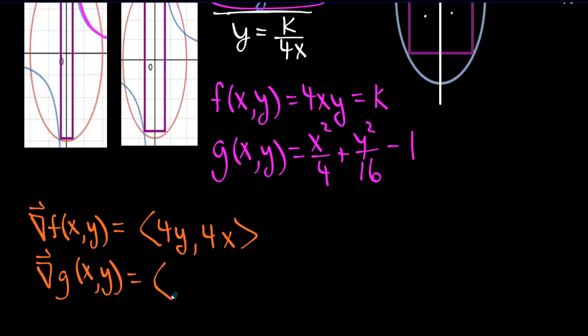Okay, so I've got, let's see here, the gradient of g. I've got 1/2 x, and then for the partial with respect to y, I've got 1/8 y. Yeah, there are my two gradients.